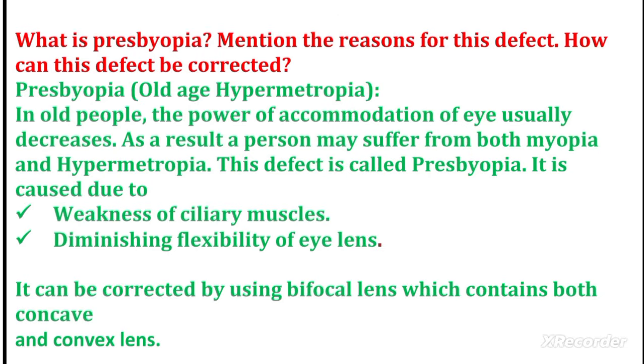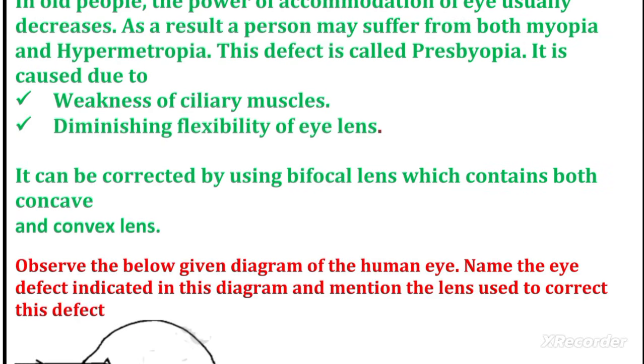It is caused due to weakness of ciliary muscles and diminishing flexibility of the eye lens. It can be corrected by using a bifocal lens, which contains both concave and convex lenses, in presbyopia.